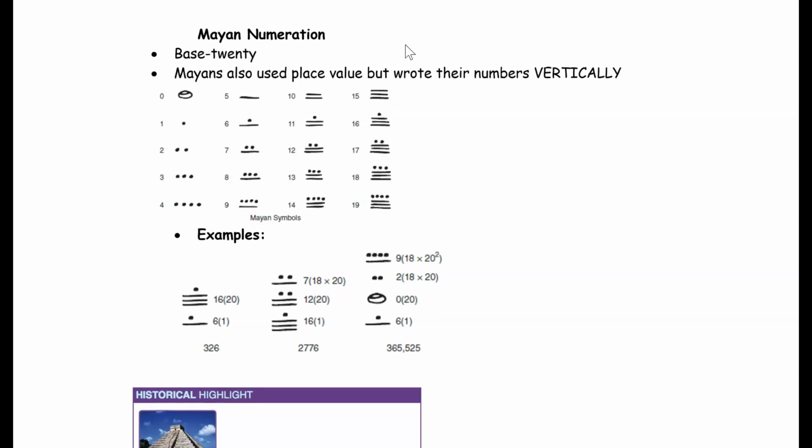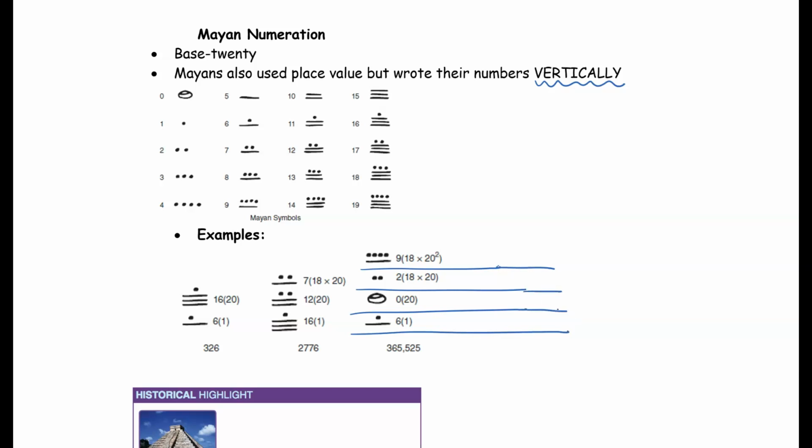Okay, so the last one we're going to talk about that we don't use today is the Mayan numeration system. So this one I thought was interesting, and I wanted to bring this up because it's a base 20 system, and they use place value, but they actually wrote their numbers vertically instead of horizontally. So if you look down here where it says examples, here are the place values. They're stacked on top of each other like this. So in this number, there are actually 4 place values.